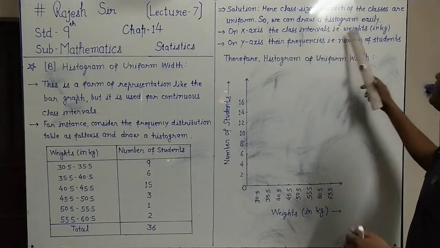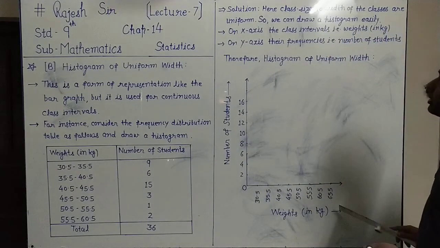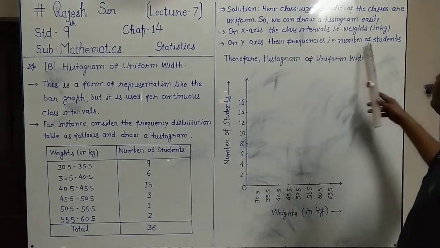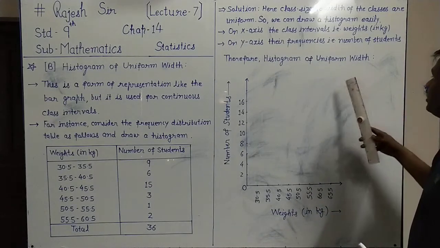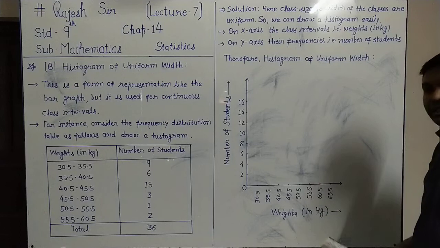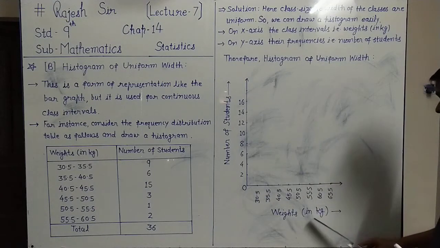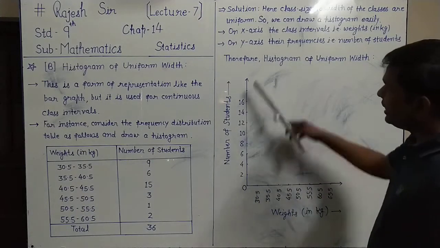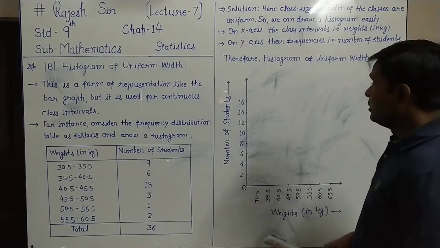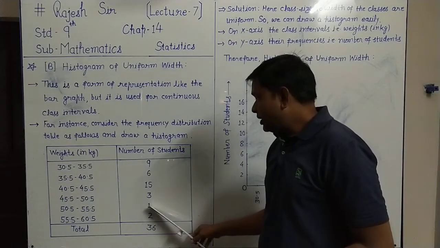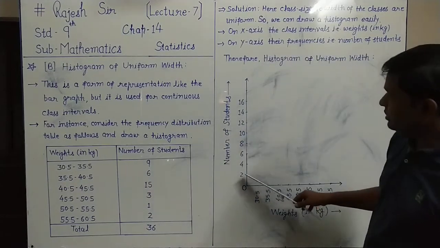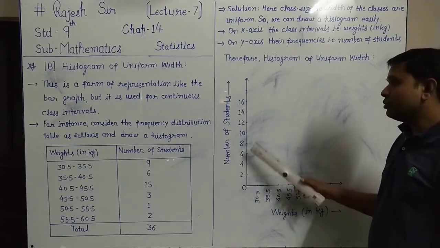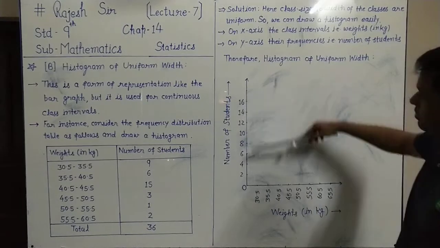The class intervals, which are the weights in kilograms, we show on the x-axis, and on the y-axis their frequencies, meaning the number of students. Since it is uniform width, it is easily drawn. On the x-axis we have shown the weights in kilograms, the class intervals of equal width, and on the y-axis the number of students. As the number of students is minimum 1 and maximum 15, we cover 15 on the y-axis. We have taken 1 centimeter equal to 2 students. That way we have managed the graph.